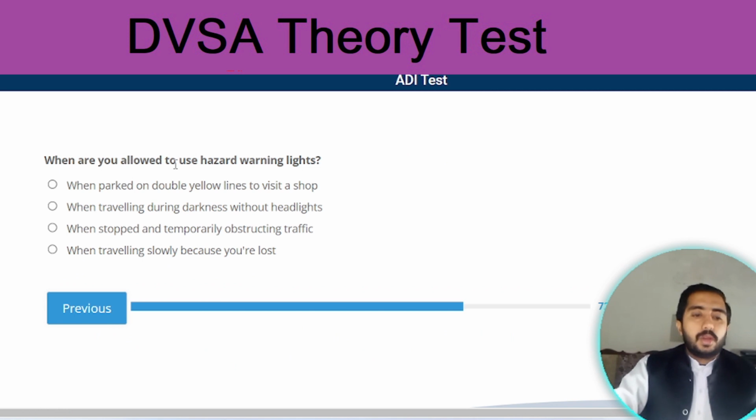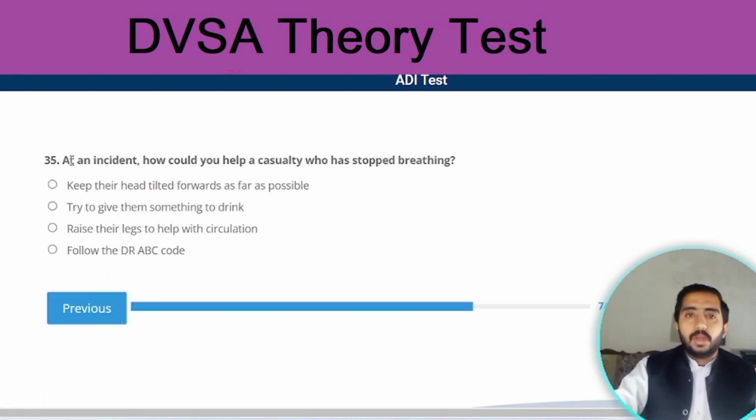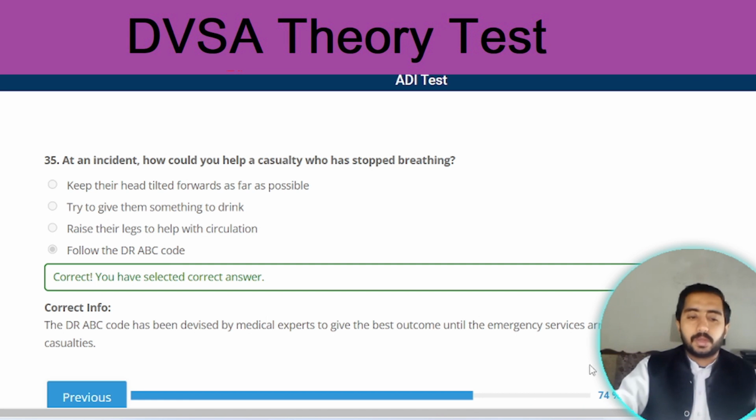When are you allowed to use hazard warning lights? Your hazard warning lights are allowed to be used when stopped and temporarily obstructing traffic. Option C is the correct one. Next question. At an incident, how could you help a casualty who has stopped breathing? If they have stopped breathing, then follow the DRABC code. Option D is the correct option.